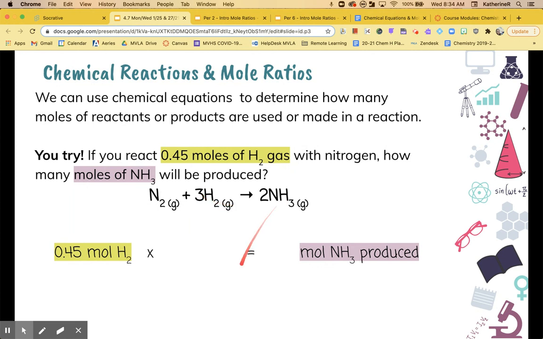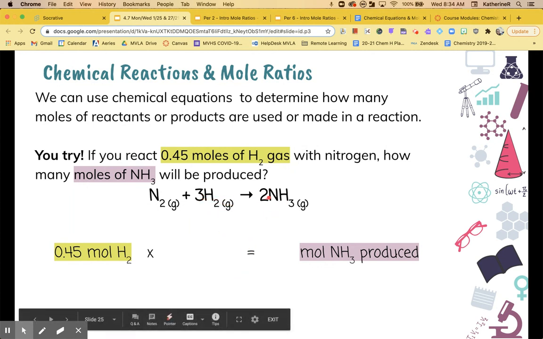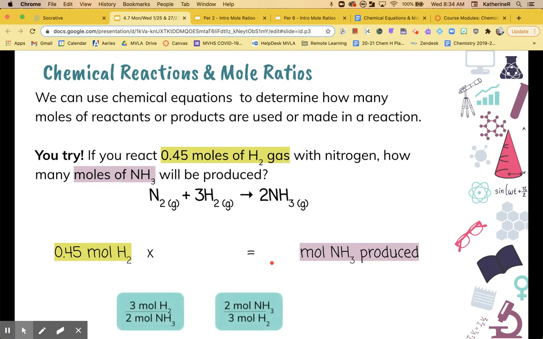Okay, and so now, instead of looking at N2 and H2, I'm looking at H2 and NH3. And so I see 3 and 2, and so that's going to help me build my conversion factors. And so I see I can either do 3 moles of H2 over 2 moles of NH3, or 2 moles of NH3 over 3 moles of H2. It is really important here that you do write moles and you don't just say 2 NH3 and 3 H2. Okay, so please do make sure you include mole as a unit.